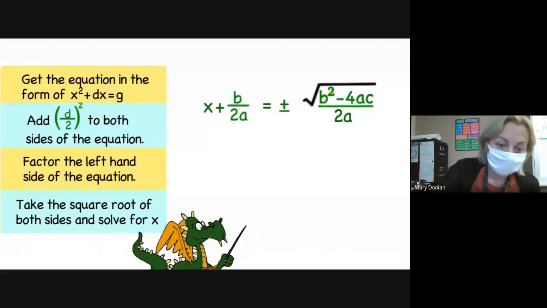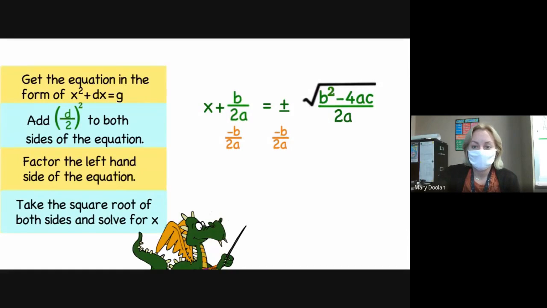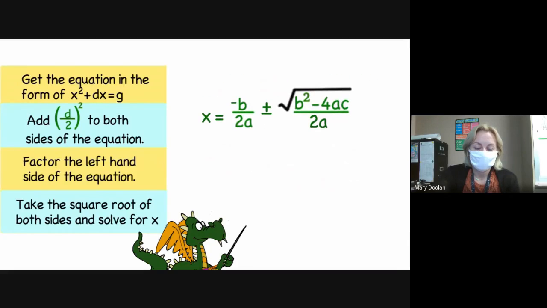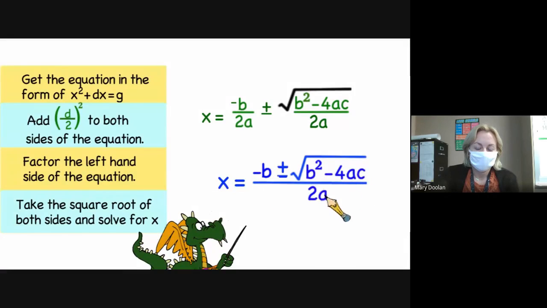Next step is to solve for x. So I want to subtract b over 2a from both sides of the equation. That would leave me with negative b over 2a plus or minus the square root of b squared minus 4ac divided by 2a. Of course, I can combine those because I have a common denominator, and I get the quadratic formula in its traditional form. x is equal to negative b plus or minus the square root of b squared minus 4ac, divided by 2a.